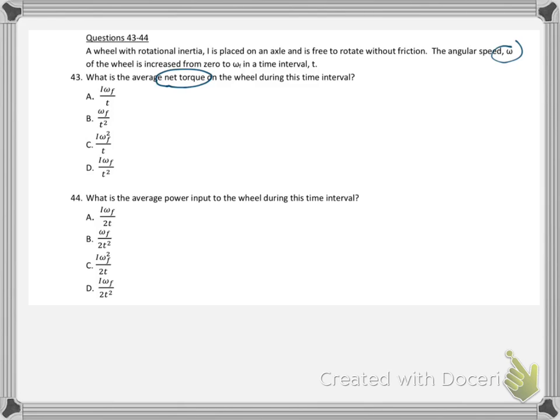So we know that net torque equals moment of inertia times angular acceleration. And we know angular acceleration is equal to the change in angular velocity over the change of time. Angular velocity change is final angular velocity minus initial angular velocity over a change of time.